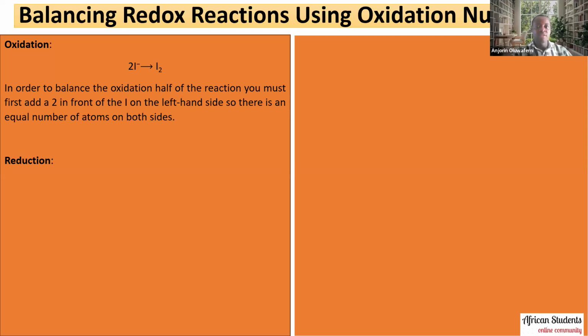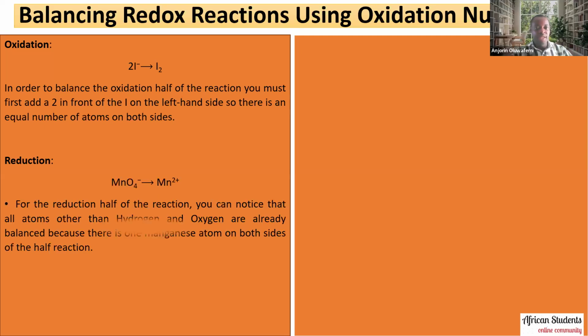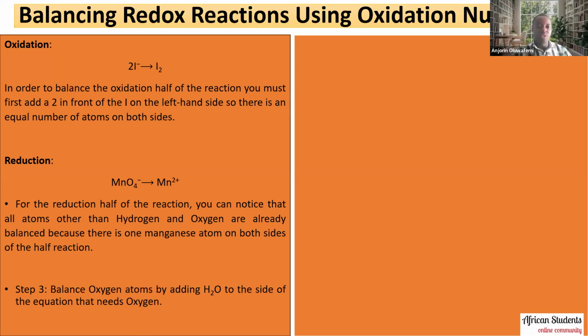Okay, that's fantastic. We do the same thing for the reduction half of the equation too. You can notice that all atoms other than hydrogen and oxygen are already balanced, because there is one manganese atom on both sides of the half reaction. Having done this, step number 3 is to balance the oxygen atoms by adding water to the side of the equation that needs oxygen. So we are going to do that, and when we do that, we'll end up having something like that.